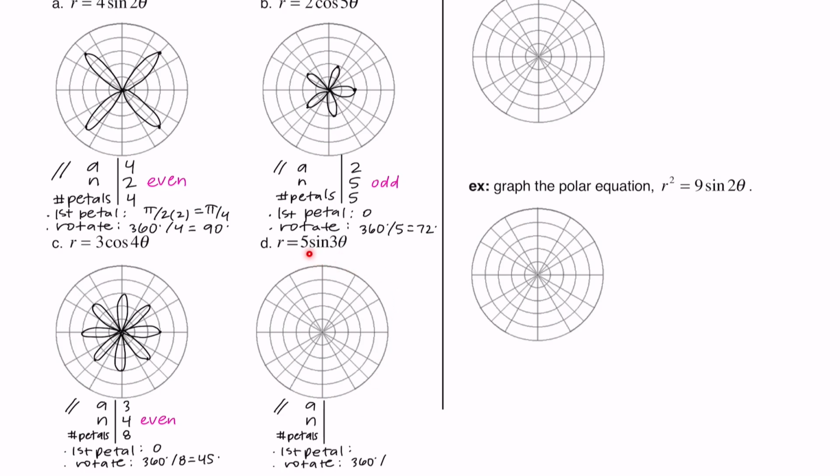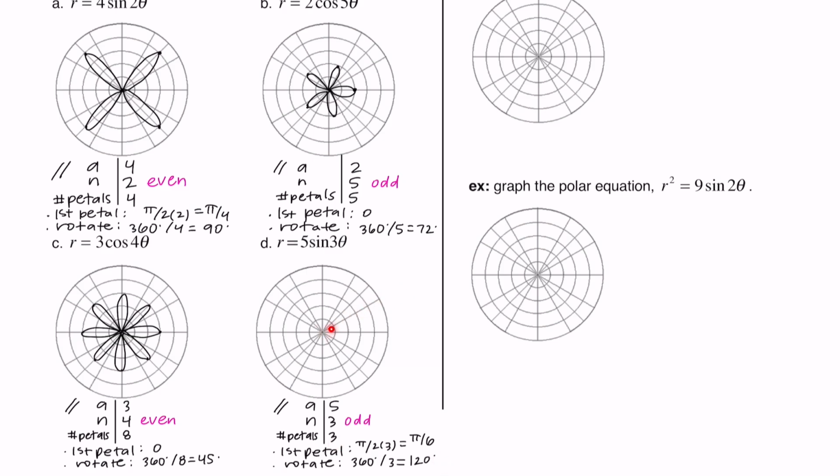Okay, so we have a is 5, n is 3. 3 is odd, so we're going to have 3 petals. The equation has a sine in it, so to find where the first petal is fully extended, we're going to use the equation pi over 2 times n. So the first petal will be fully extended at pi over 6. And finally, to figure out the rotation, we're going to go 360 divided by the number of petals, which is 3. So we're going to rotate 120 degrees.